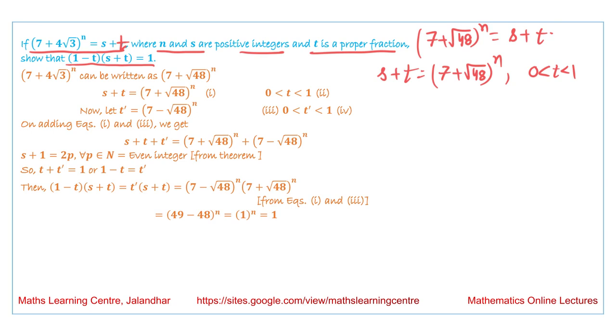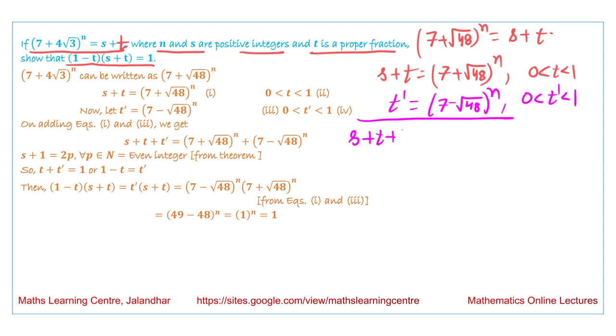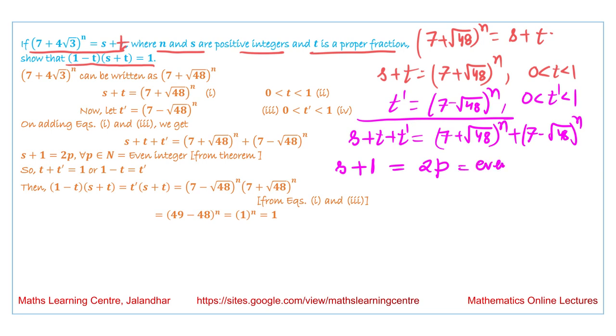The second equation we have is t dash is equal to 7 minus root 48 raised to the power n, where 0 is less than t dash is less than 1. If we add both these equations, we get s plus t plus t dash is equal to 7 plus root 48 raised to the power n plus 7 minus root 48 raised to the power n. On adding both these values, s plus 1 is equal to 2p, an even integer. So we have t plus t dash is equal to 1. This implies that 1 minus t is equal to t dash.